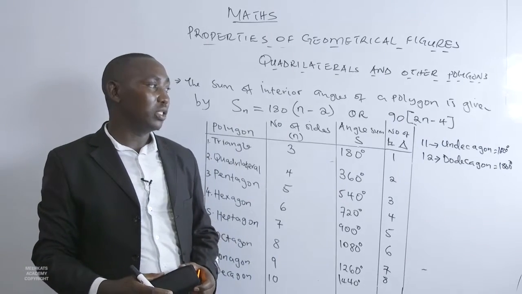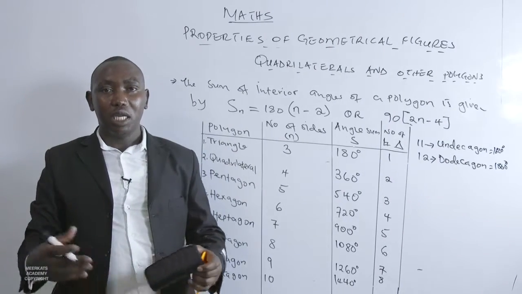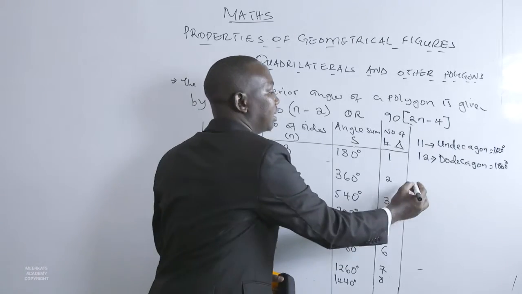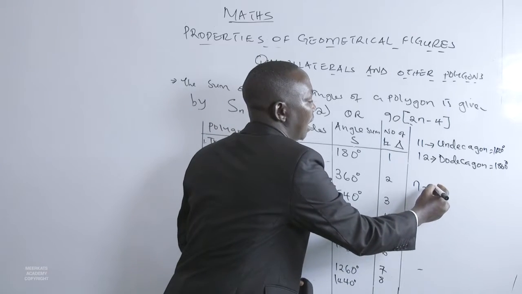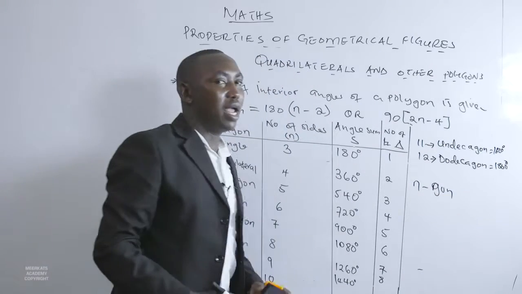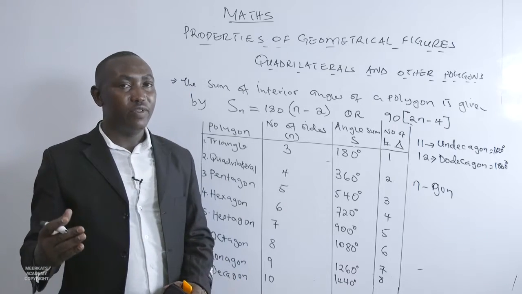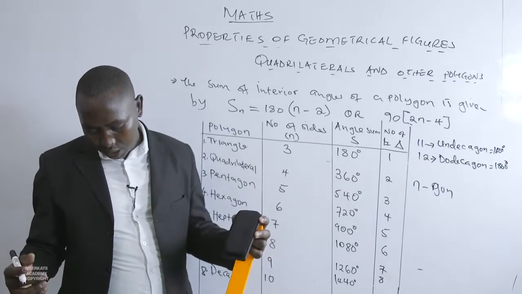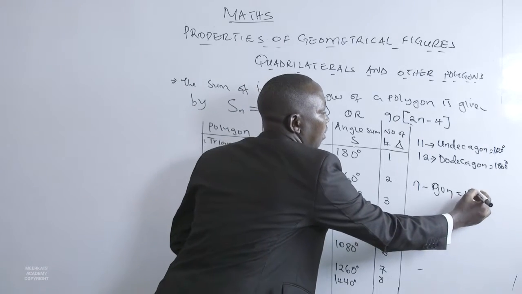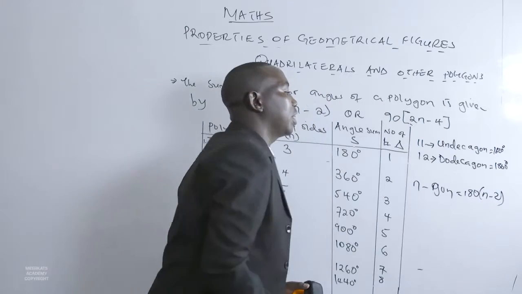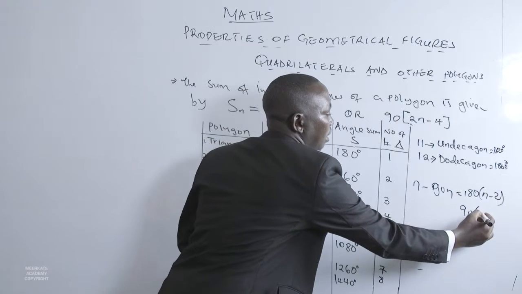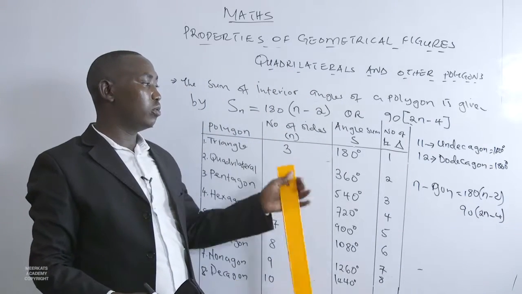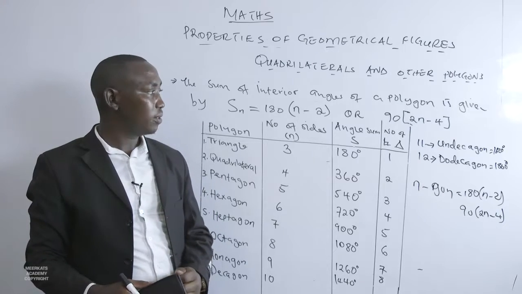1800 degrees. Then we have a general n-sided polygon. An n-sided polygon will be called an n-gon, and the sum of the interior angles of an n-gon will be equivalent to 180 into n subtract 2, or simply 90 into 2n subtract 4. So the 2 are usually used.